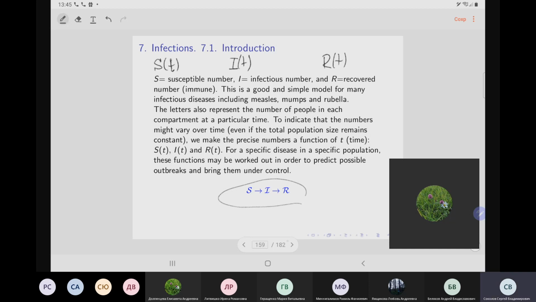What is the mechanism of infecting? How does a susceptible become infected? We understand that the probability of being infected depends on the product Si. So S dot depends on the susceptible number and the number of infected. It's quite natural. That's why when the epidemic begins, we are trying to decrease the susceptible number or decrease the infected number.